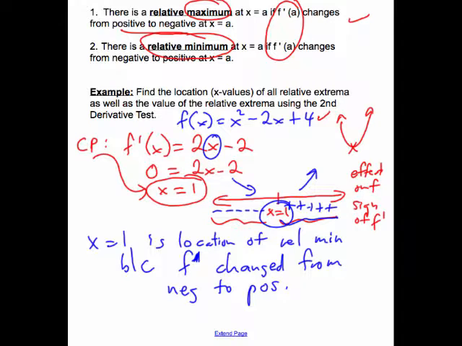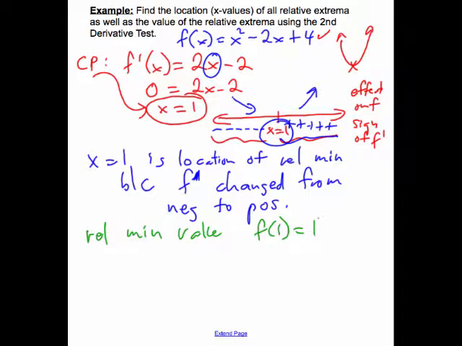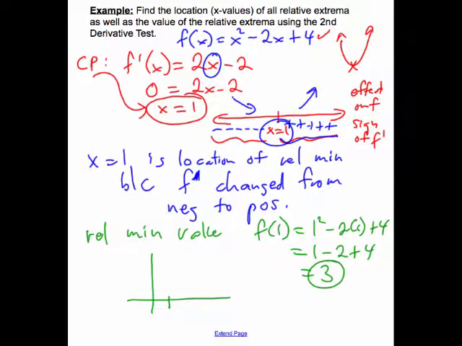Now the question was also, what is the value of the relative minimum? And by that I mean the y value. So the relative min value is f of 1. And if I plug 1 into my original function, I get 3. So in other words, this graph has a minimum value of 3 when x is equal to 1. So what you've basically just calculated here is the vertex of the parabola.